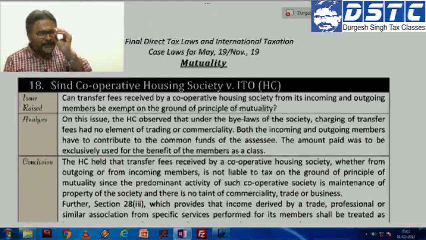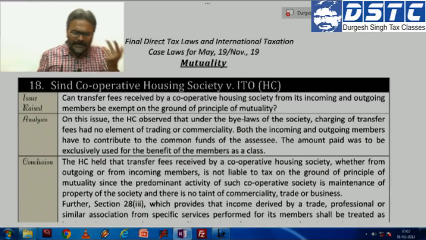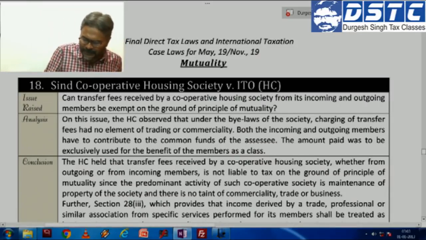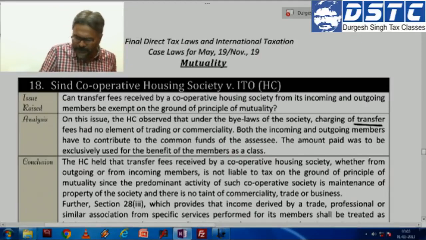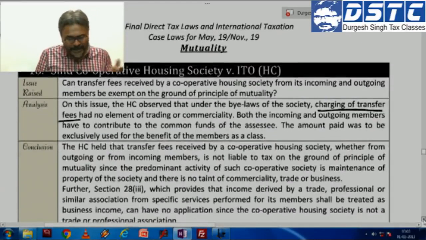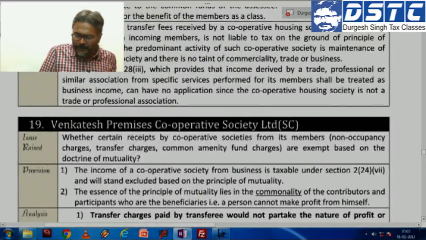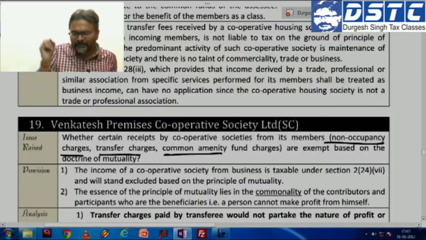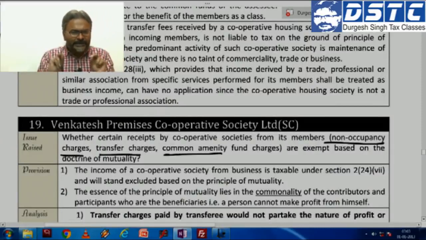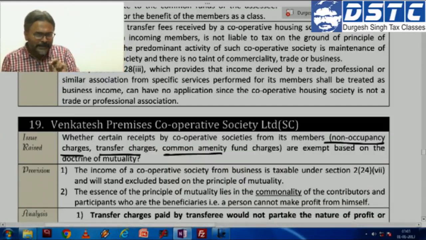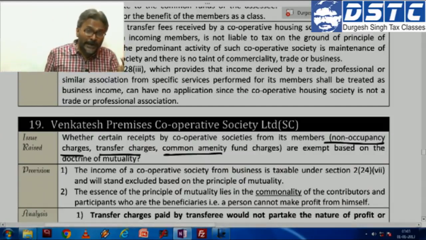So here in these two judgments, one is Sindh Cooperative Housing Society, which was talking about the transfer charge. So there was a charging of transfer fees, this was the amount, whereas this is more comprehensive, which actually talked about non-occupancy charges, transfer charges, common amenity fund charges. So whether these charges will be considered as falling within the scope of mutuality?